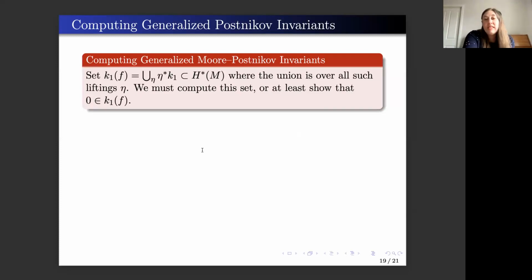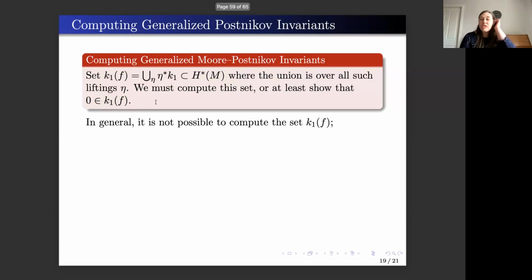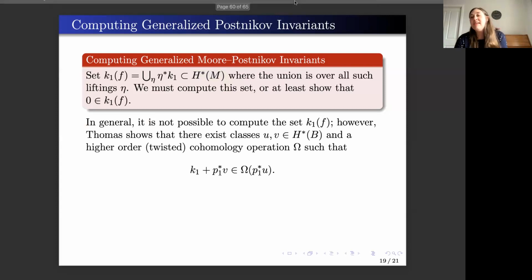So what we really need to compute is this sort of generalized invariant k1, where we look at where eta pulls back k1, but then we have to range over all the possible lifts eta. And that will give you a set of cohomology classes that lives in the cohomology of M. So if you can't compute this set, you can't really do much. You have to, at least to carry on, show that 0 is an element in that set. And unfortunately, it's not really possible to do this.